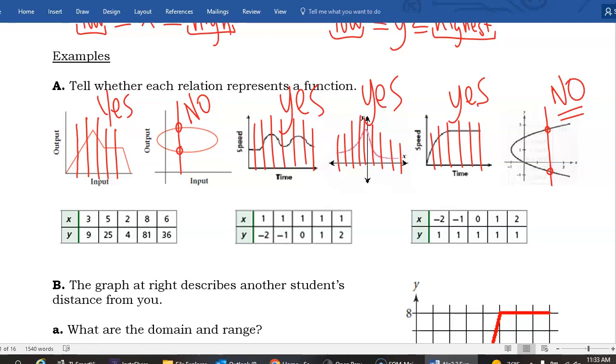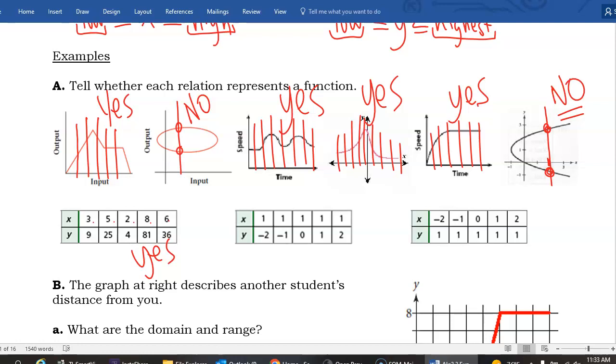When we're looking at tables, we can think about it the same way, but I'm going to look at this one for reference. If I have this input value of 2, notice I had an output down around -1 and an output up around +3. I can't have my input value repeat. I need to have unique input values. So 3, 5, 2, 8, 6, every one of those is a unique value. I'm not repeating input values to get different output values. Yes, that is a function.